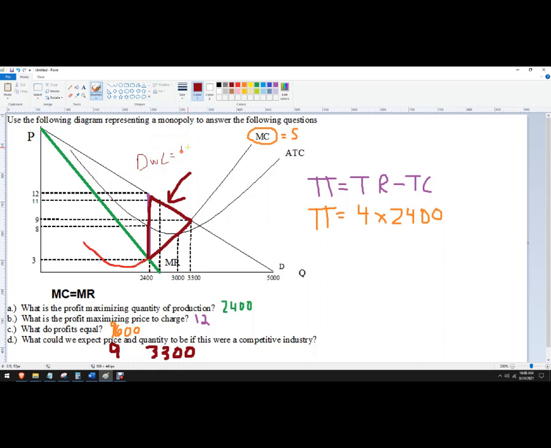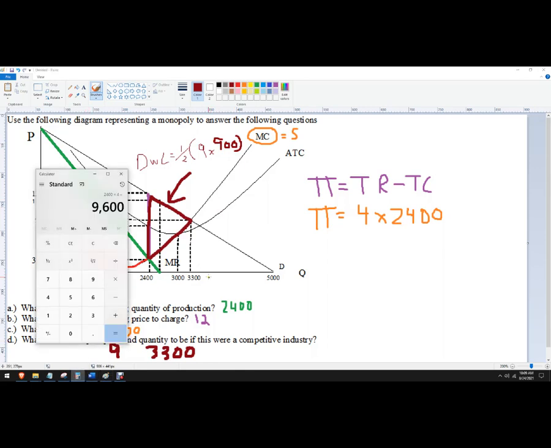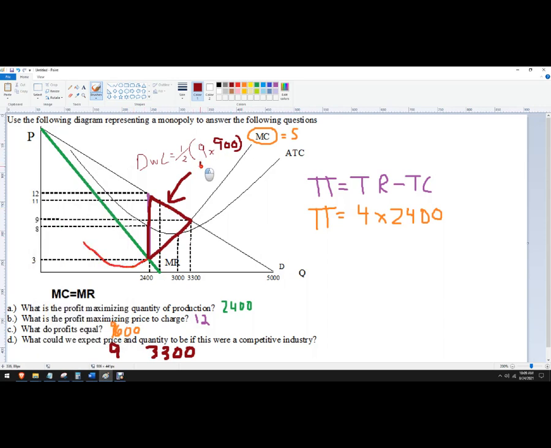Deadweight loss. Since it's a linear triangle, it's one half times the height of the triangle times the width of the triangle. The height will be here, and the width will be here. So it's a difference of 3 to 12, which is 9, and then we'll multiply that by the difference from 2400 to 3300, which is 900. So that would be 8100, and then half of 8100, because it's a triangle, I can just divide by 2. 4050. So that would be the deadweight loss, 4050.